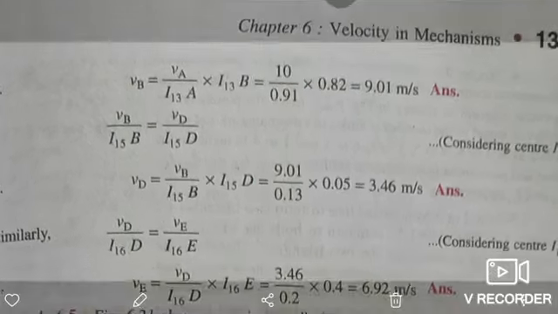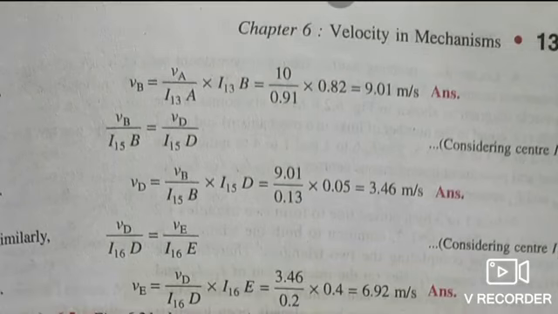Similarly, VD by I16D equals VE by I16E. So VE equals VD by I16D into I16E. This value comes to 6.92 meter per second. So here the velocity of B comes to 9.01 meter per second, velocity of D is 3.46 meter per second, and velocity of E is 6.92 meter per second.